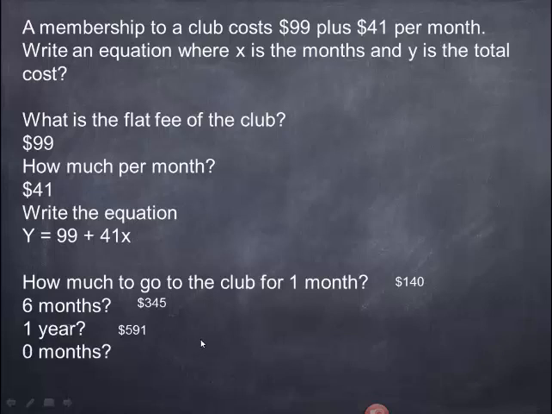What if it was 0 months? What if I didn't go to the club? Would it cost me anything if I had a membership but never went? Yeah, it cost me $99. Okay, so go ahead and go to the next slide on the Nearpod.